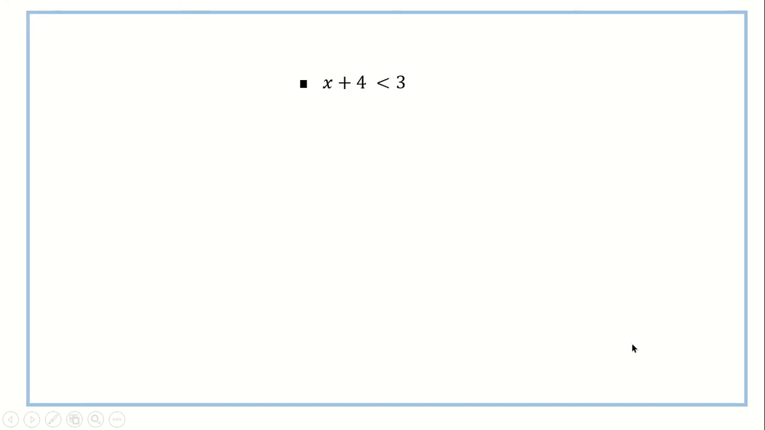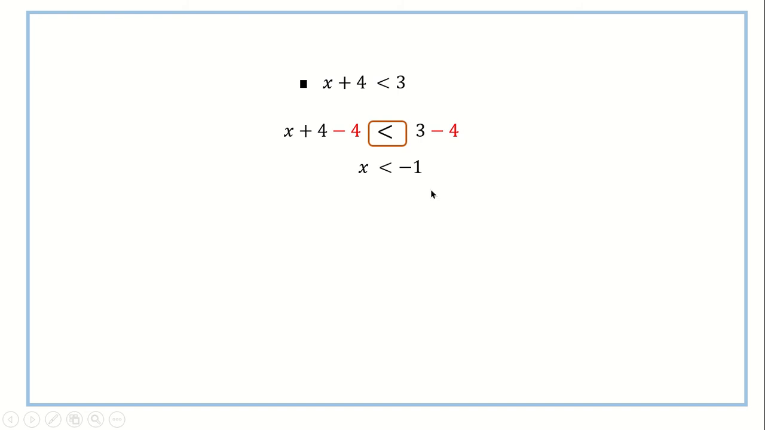Okay, now we begin our solutions. We have x plus 4 is less than 3. Okay, now we will subtract 4 from both sides of the inequality. But what happens if we subtract 4 from both sides of the inequality? Will the sign reverse or not reverse? We know that the sign will not reverse. Okay, so then we have x is less than negative 1.